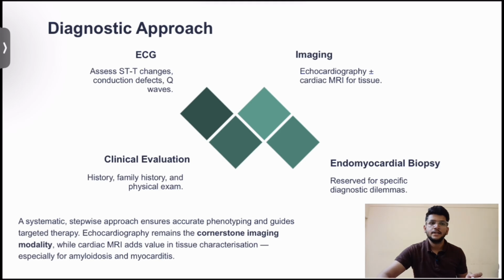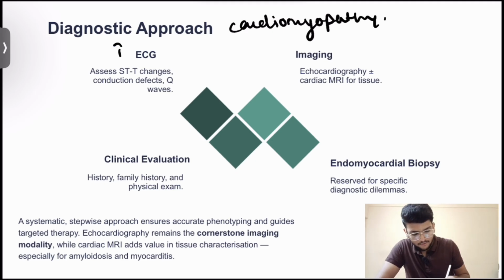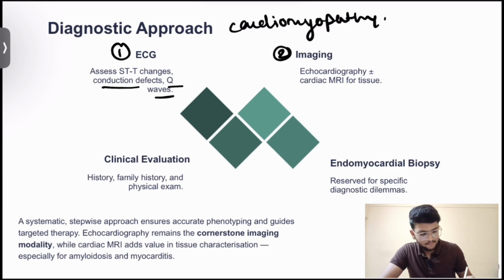Let us see the diagnostic approach for cardiomyopathy. First of all, we have the ECG, where ST-T segment changes, conduction defects, and Q waves give us a diagnostic approach for cardiomyopathy. Next, we have imaging: echocardiography, and cardiac MRI for tissue characterization, can be done in cardiomyopathy.